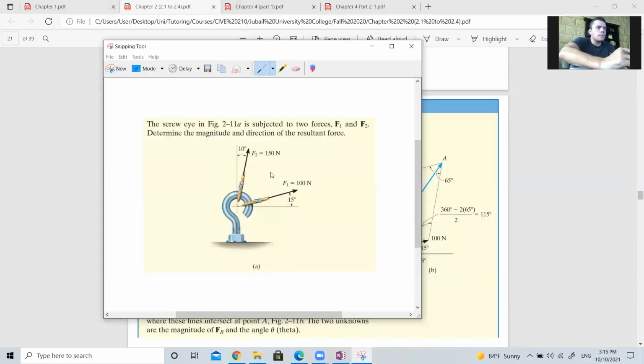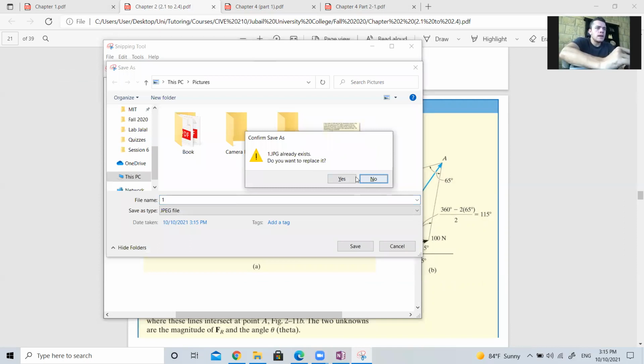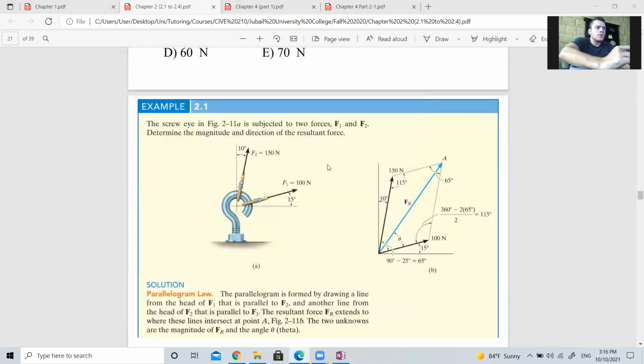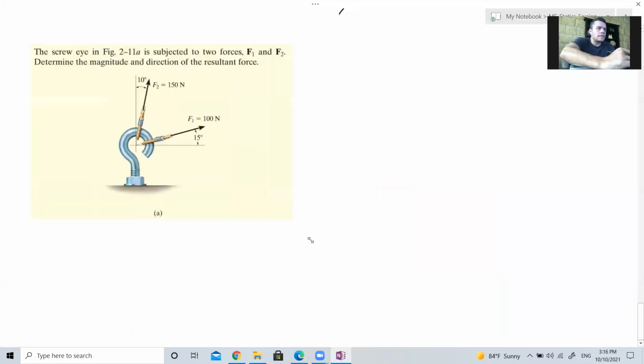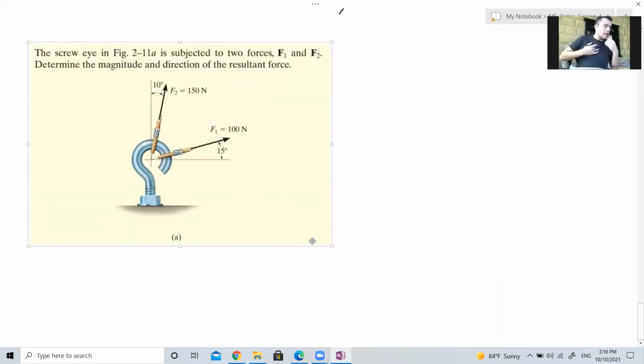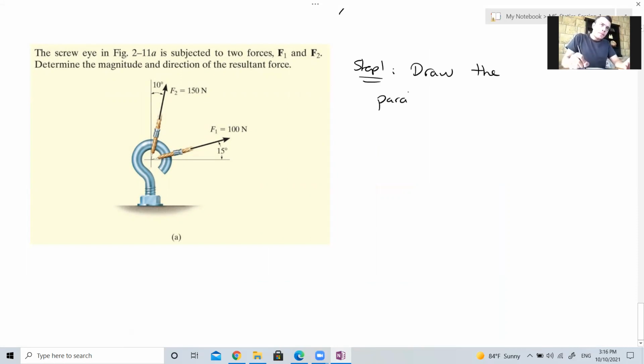You need to determine the direction and the magnitude of the resultant force of these two vectors. Step 1, we draw the parallelogram. Draw the parallelogram. Let's start here.